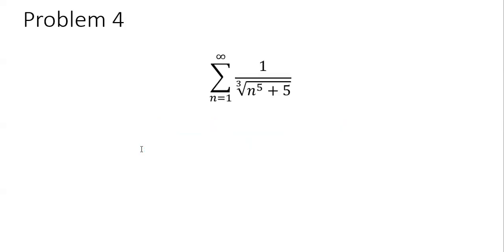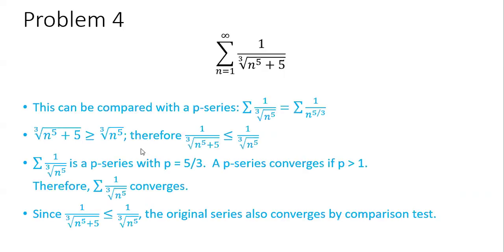Okay. Number 4, what about this guy? Summation as n goes from 1 to infinity, 1 over cube root of n to the 5th plus 5. Okay, hopefully you tried it yourself first. This is what I did. I compared it with a P series. I compared it with something very similar.